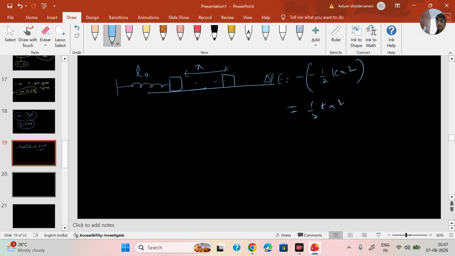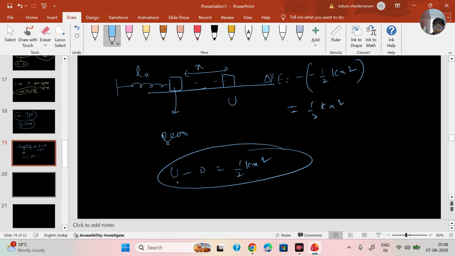Generally, in spring problems, when the spring is at natural length, we take potential energy as 0. And in the expanded state, it is some U. So, change in potential energy will be half kx square. That means in the expanded state, spring potential energy will be half kx square, because in natural length, you took it 0.